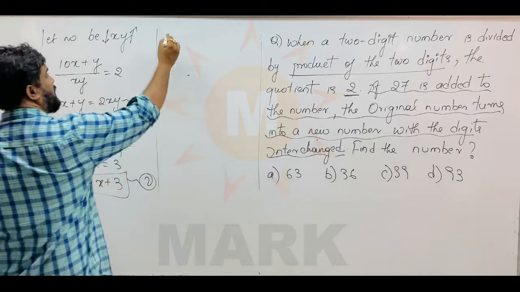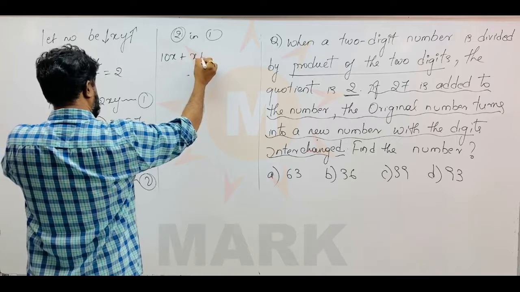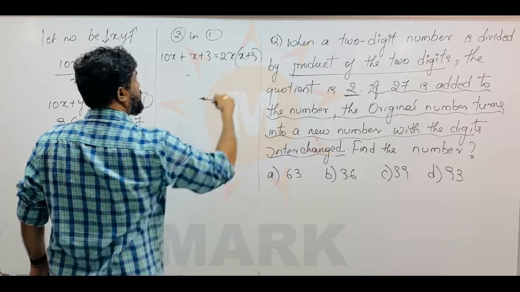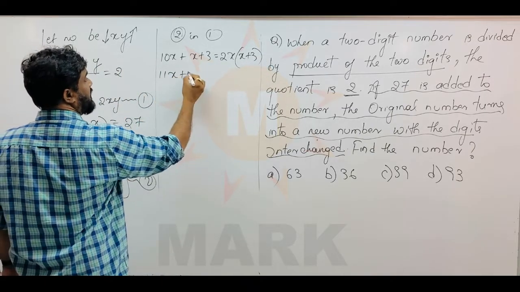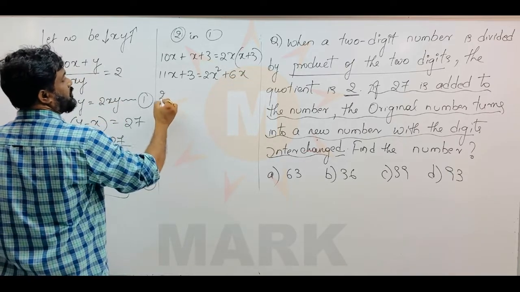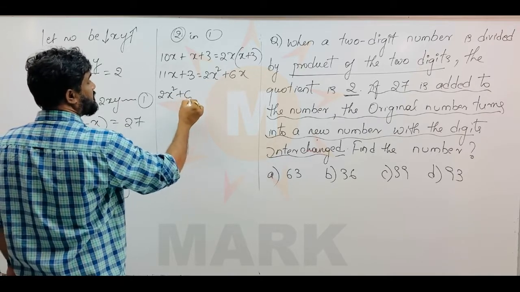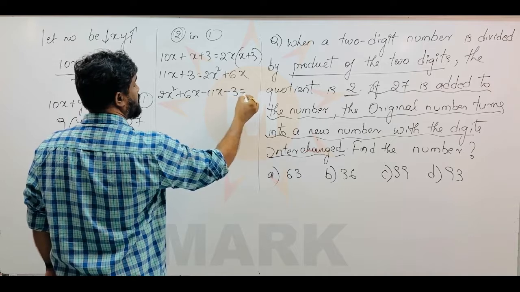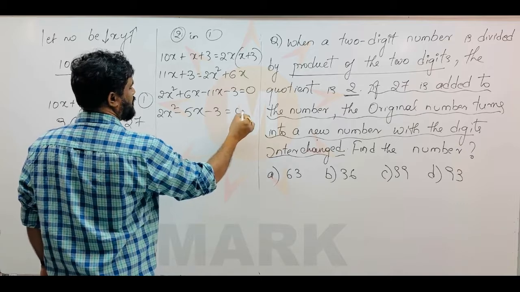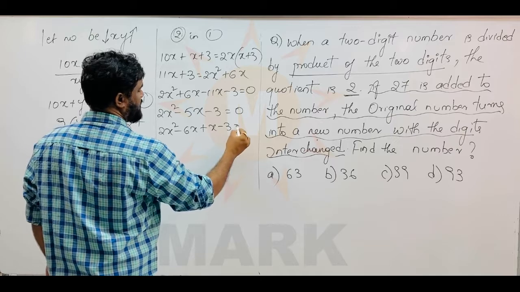Now I am substituting 2 in 1. So I am writing here 10x plus x plus 3 is equal to 2 into x into x plus 3. So 11x plus 3 is equal to 2x square plus 6x. Moving terms, 2x square plus 6x minus 11x minus 3 is equal to 0. So 2x square minus 5x minus 3 is equal to 0. So 2x square minus 6x plus x minus 3 is equal to 0.